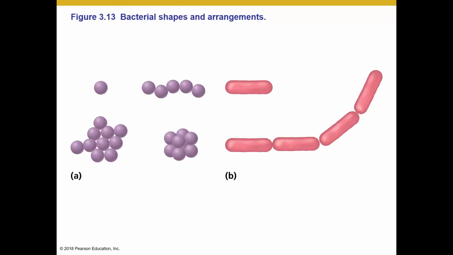This figure shows classic bacterial shapes: coccus, round; bacillus, rod; spirillum or spirochete, spiral; and arrangements like strepto, chains; staphylo, clusters. So streptococcus means chains of spheres.